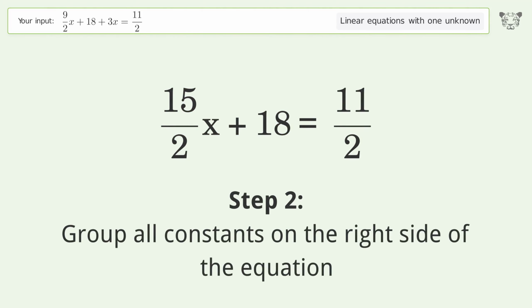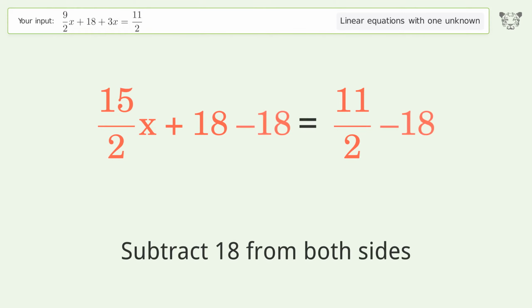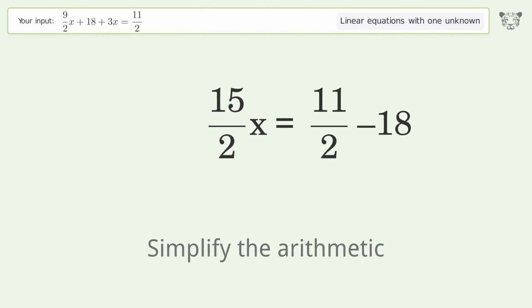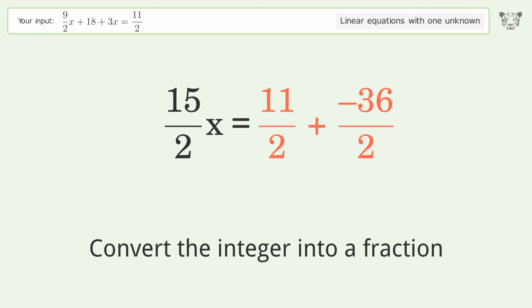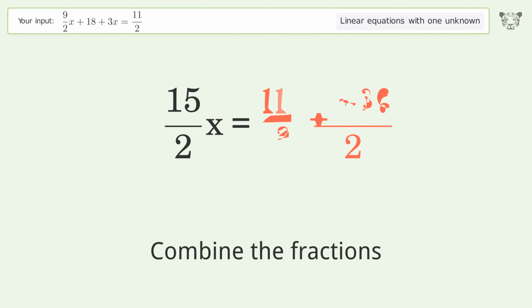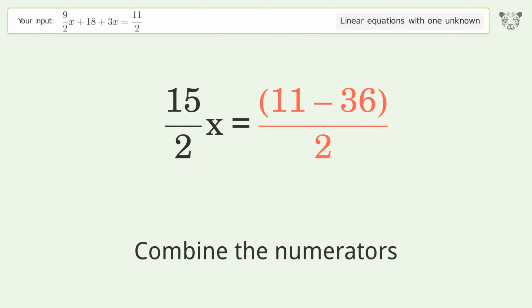Group all constants on the right side of the equation. Subtract 18 from both sides. Simplify the arithmetic. Convert the integer into a fraction. Combine the fractions. Combine the numerators.